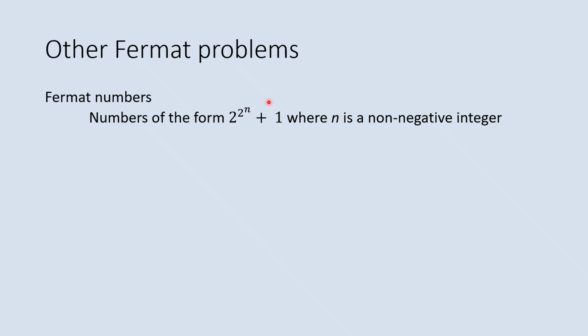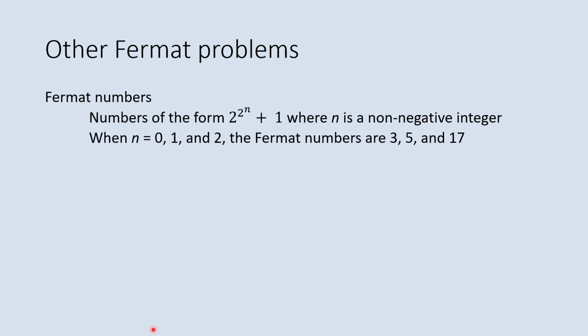So if we let n be 0, remember that 2 to the 0th power is 1. So what we're looking at is 2 to the first power plus 1. Well, that's 3. And so when n is 0, the corresponding Fermat number is 3. You can check to see what happens when n is 1. The corresponding number is 5. When n is 2, we're up to 17. You can keep trying larger values of n.